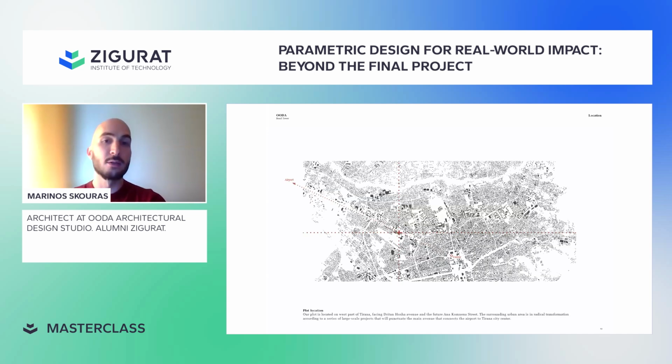Bond Tower is located in Tirana, in Albania, and it faces Dritan Hoxha Avenue, which is an important axis that connects the airport to the city center. And of course, in Albania, there's rapid construction. They are building a lot of new buildings, and this street is currently undergoing rapid transformation. There are many large-scale developments that are emerging.